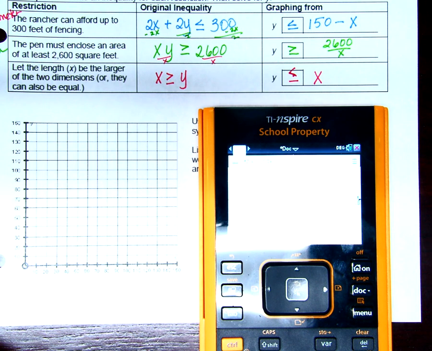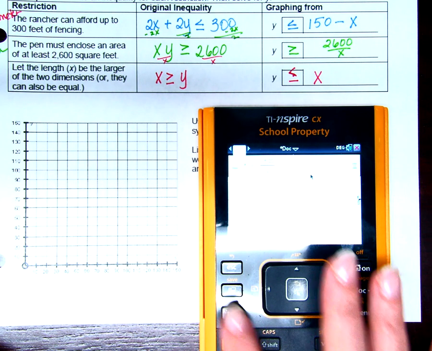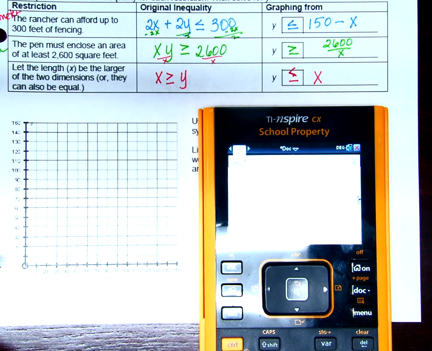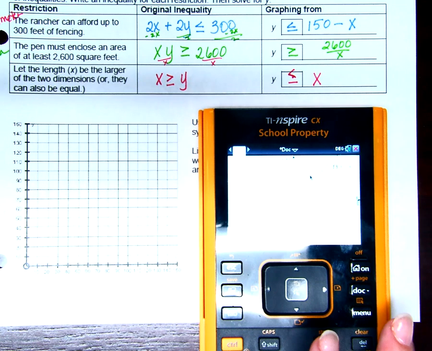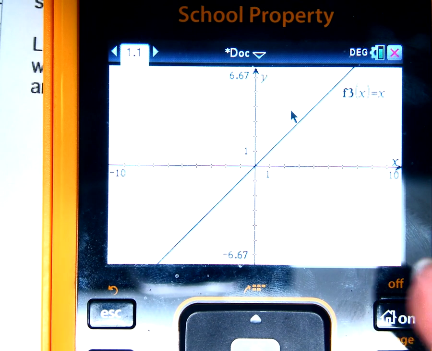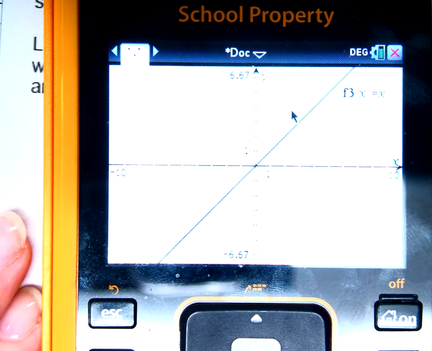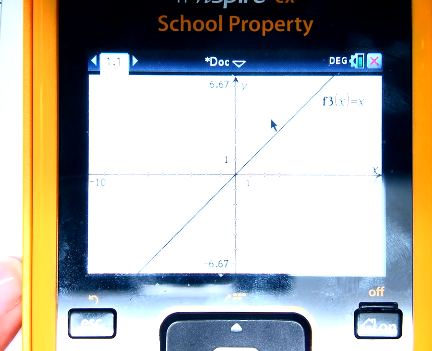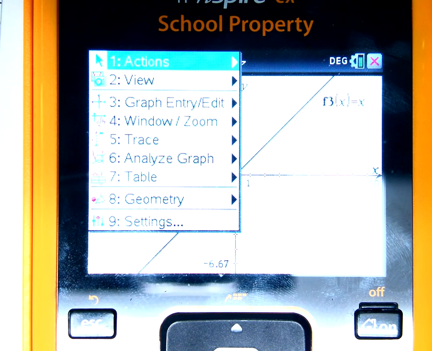150 minus x. And then 2600 over x. And then x. Okay? Now, I can't see anything. Well, I can see one thing on the graph, right? What's wrong with my calculator? My window. So menu, window.